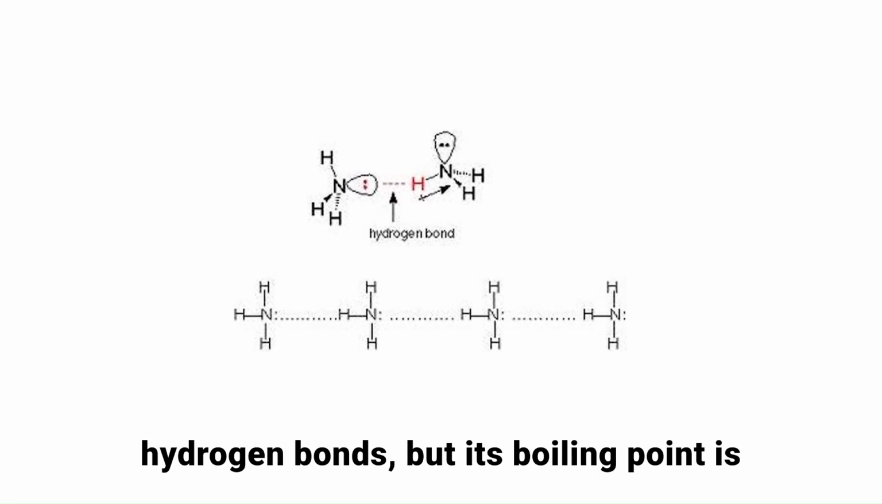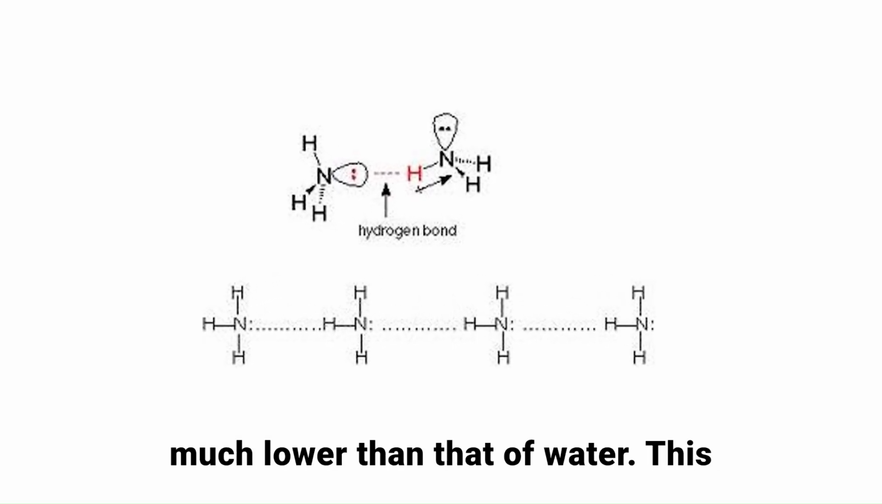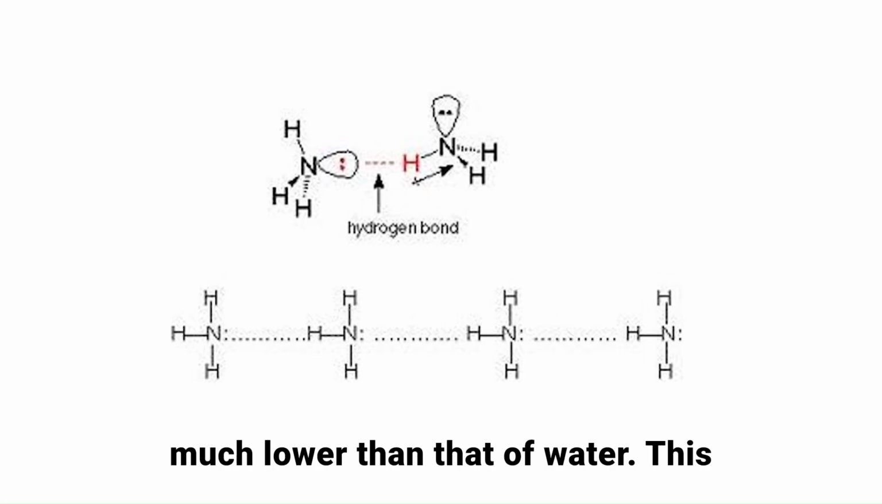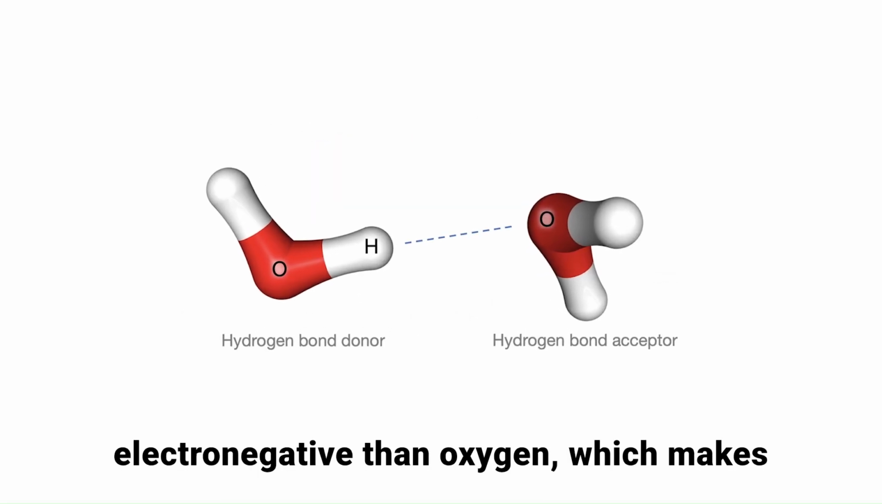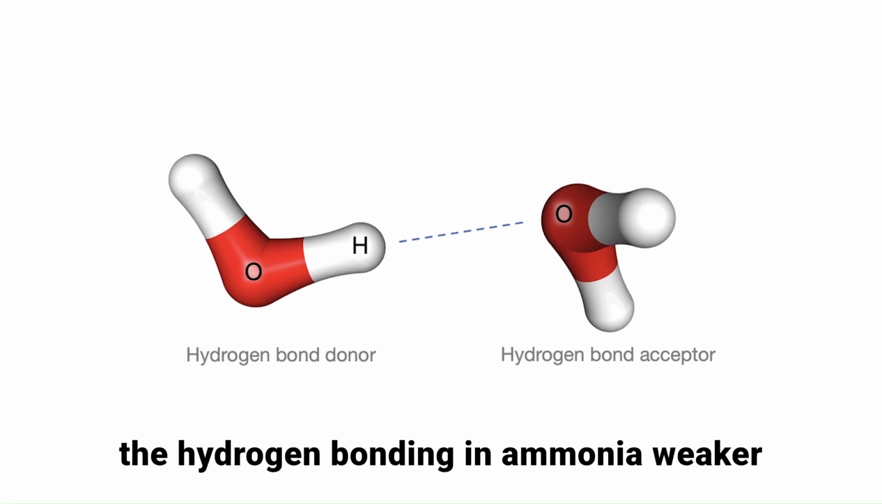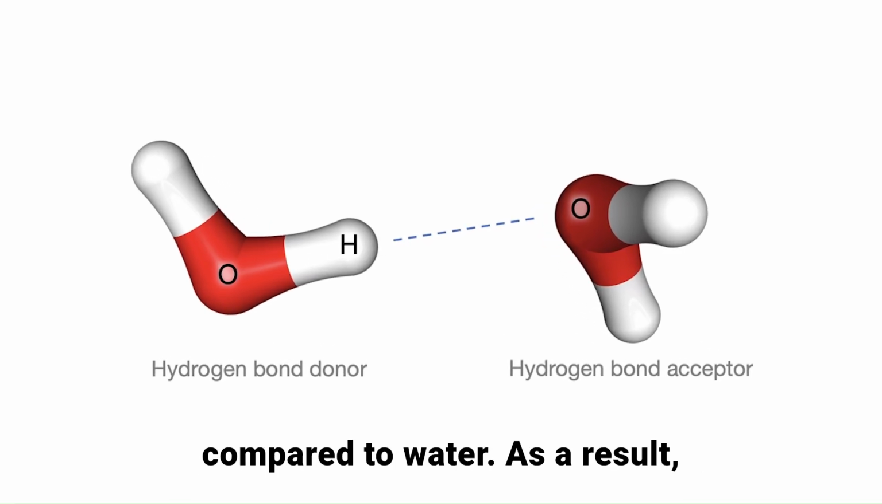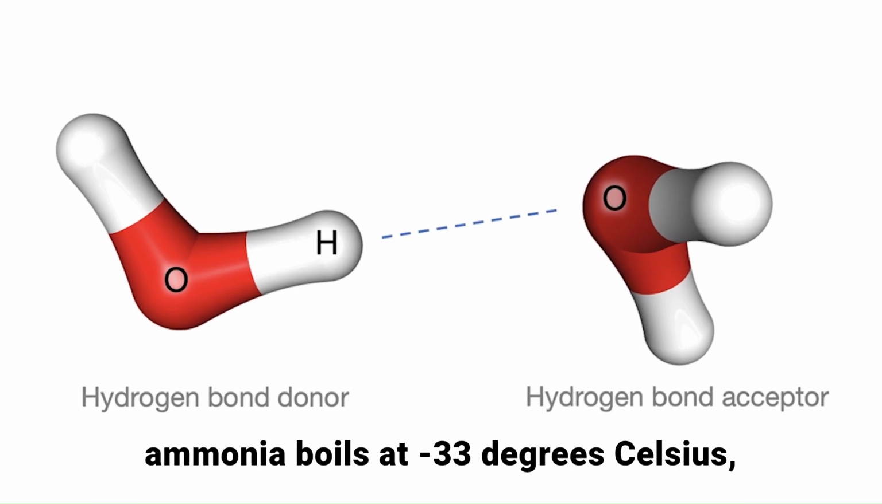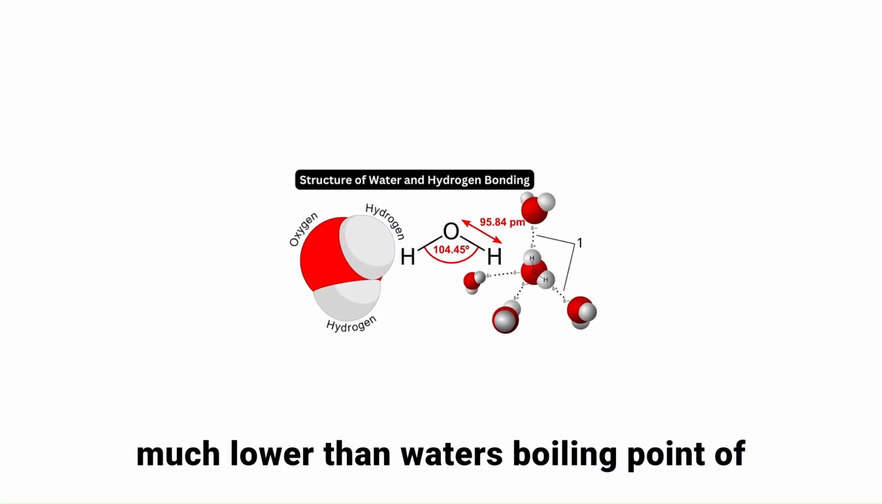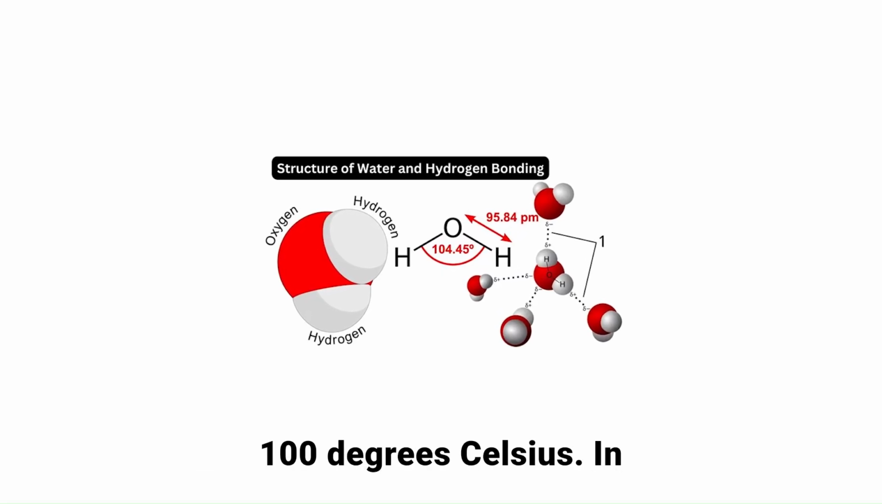Ammonia can form hydrogen bonds, but its boiling point is much lower than that of water. This happens because nitrogen is less electronegative than oxygen, which makes the hydrogen bonding in ammonia weaker compared to water. As a result, ammonia boils at -33 degrees Celsius, much lower than water's boiling point of 100 degrees Celsius.